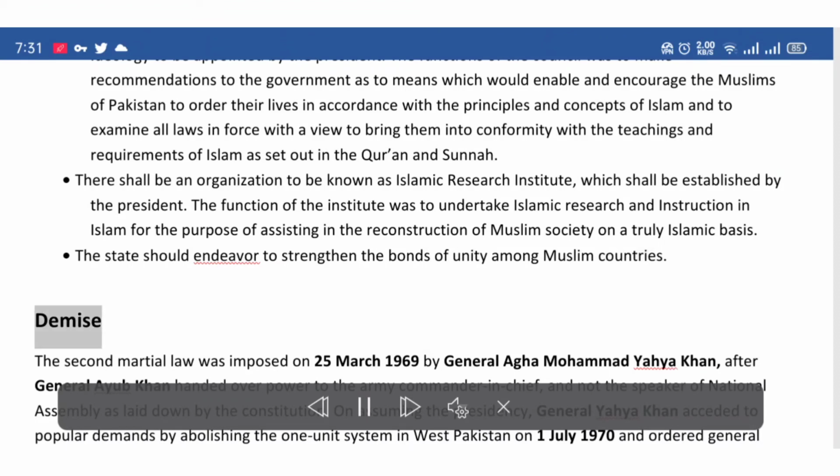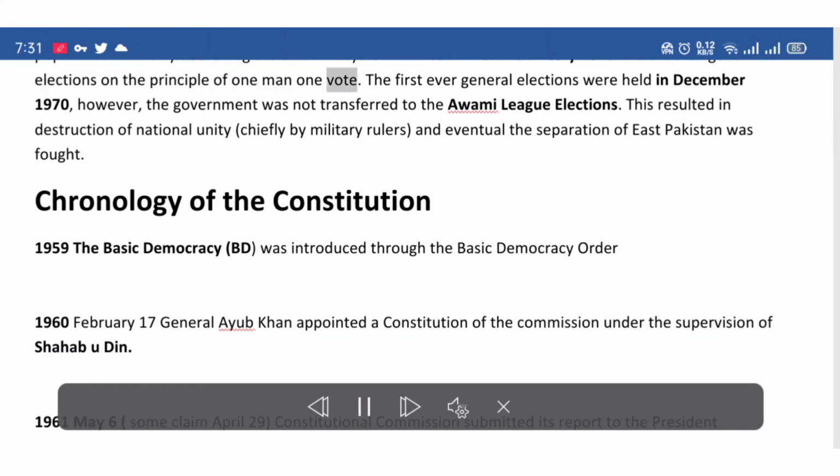Demise. The second martial law was imposed on 25 March 1969 by General Agha Mohammad Yahya Khan, after General Ayub Khan handed over power to the Army Commander-in-Chief, and not the Speaker of the National Assembly as laid down by the Constitution. On assuming the presidency, General Yahya Khan acceded to popular demands by abolishing the One Unit system in West Pakistan on 1 July 1970 and ordered general elections on the principle of one man, one vote.